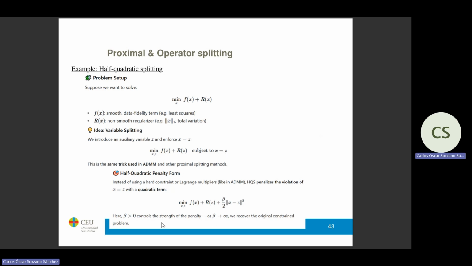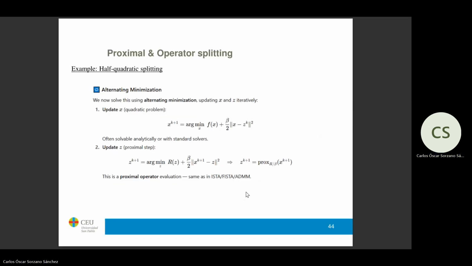If beta is a relatively small number, then this will be enforced, but not strictly, that will be a soft push towards x being equal to z. Okay, so then we have modified our problem, and then we will alternate between first minimizing over x and then minimizing over z.